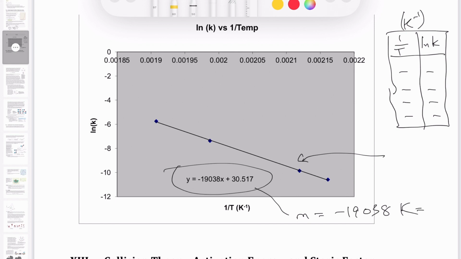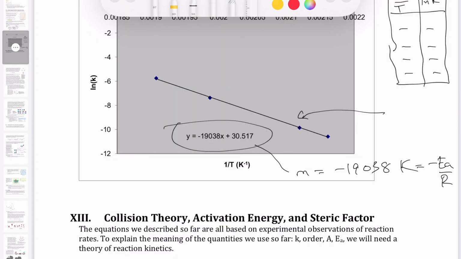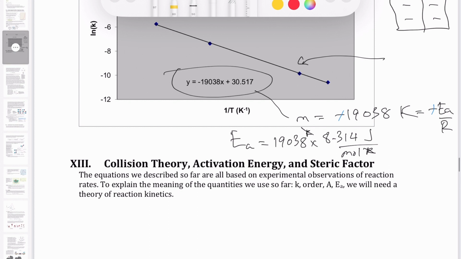Now, of course, in our linear equation, that quantity is equal to negative Ea over R. And so Ea itself is going to be, with the negatives canceling out, just 19,038 times R. R is going to be 8.314. Remember, this is joules per mole Kelvin. So the Kelvins actually cancel away, and what you end up getting in the end is just joules per mole. And it's actually a pretty big number, and this is typical for activation energy. So a lot of times we just express it in kilojoules. In this case, it's going to be 158 kilojoules.